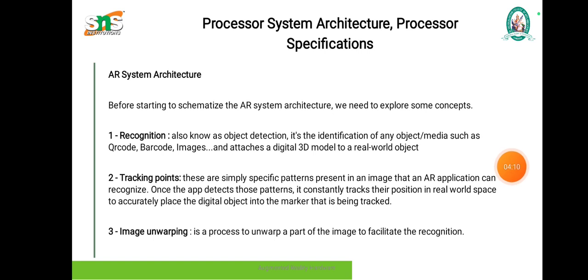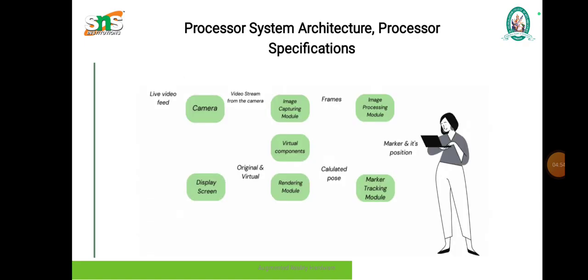And the second one is tracking point. Once the application detects the pattern or any kind of object, it continuously tracks its position in real space, and it accurately measures and marks every corner and edge, then tracks it continuously. And the third one is image unwrapping. It is the process of unwrapping part of the image to facilitate recognition. So these are the three main concepts of the AR architecture.